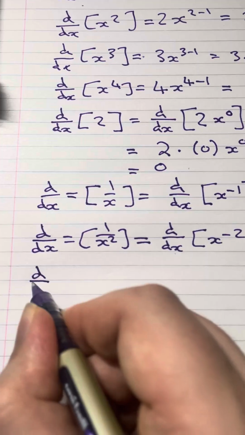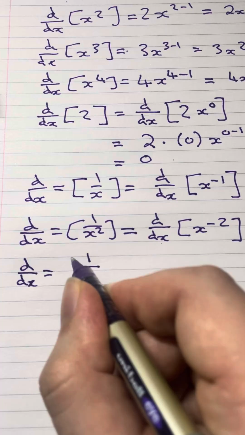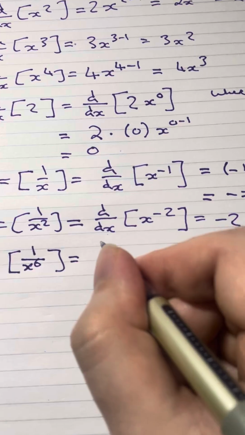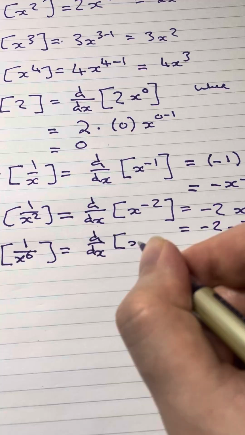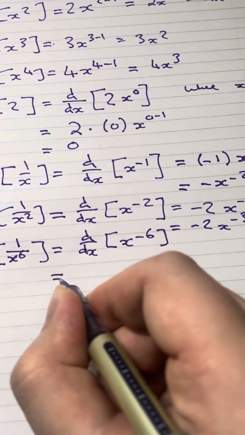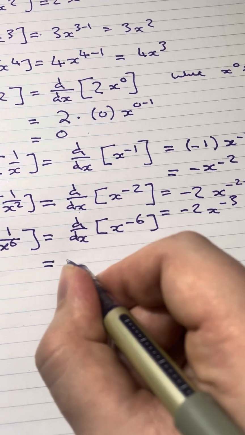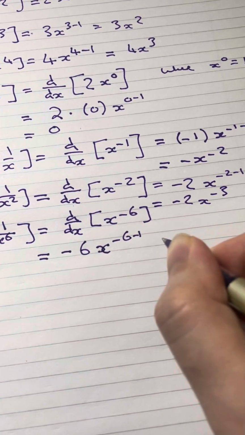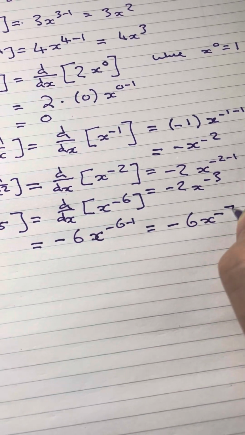We can do another example. What if we have d dx of 1 over x to the 6? We end up with d dx of x to the minus 6, which is equal to saying, remember we put n in the front, which in this case is minus 6, times x to the minus 6 minus 1, giving us the answer minus 6x to the minus 7.